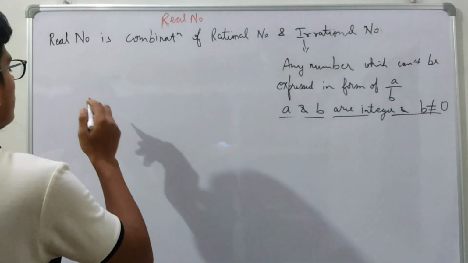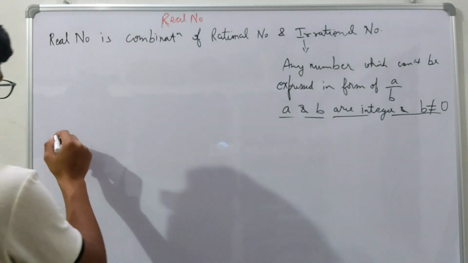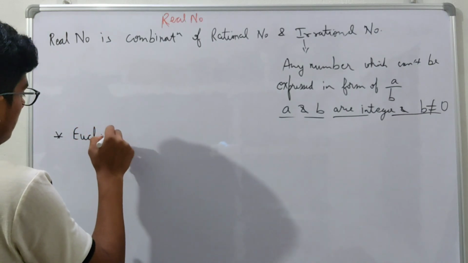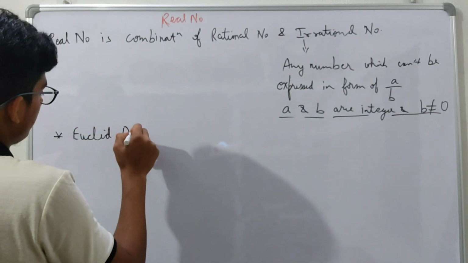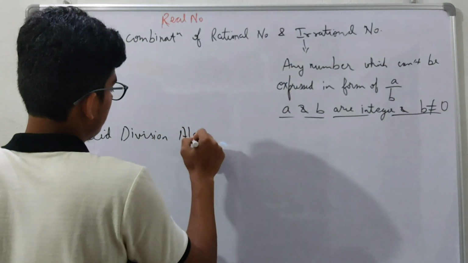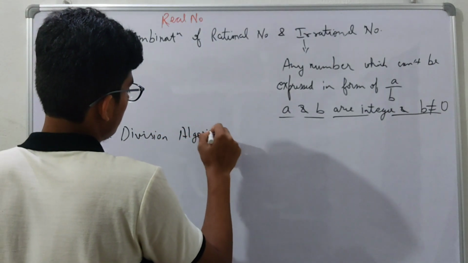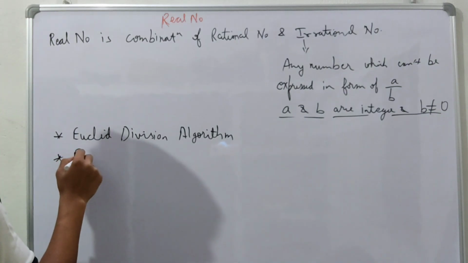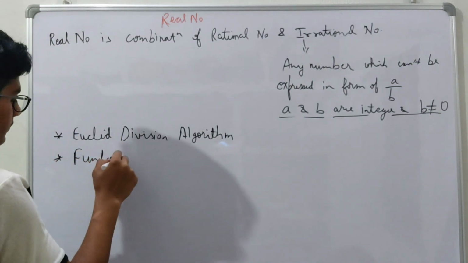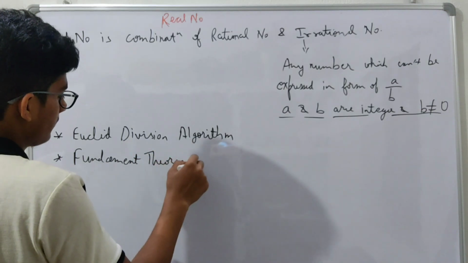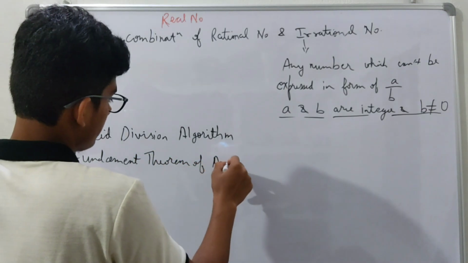Okay, now I'm going to discuss the two: number one, Euclid division algorithm, and number two, the fundamental theorem of arithmetic.